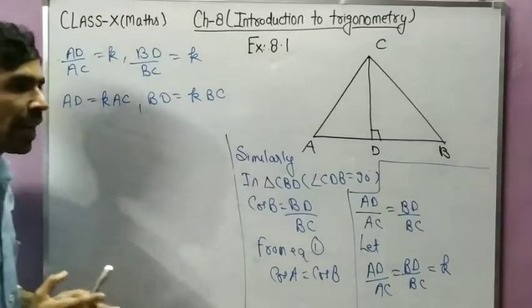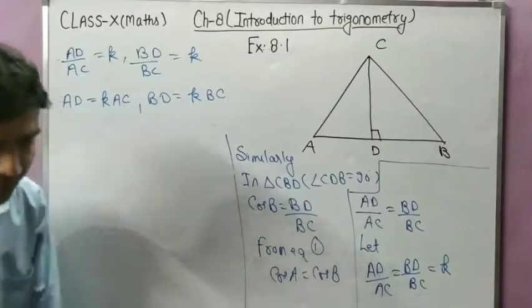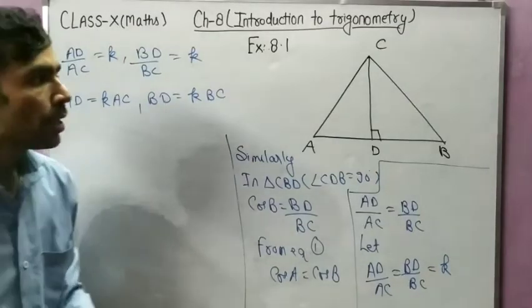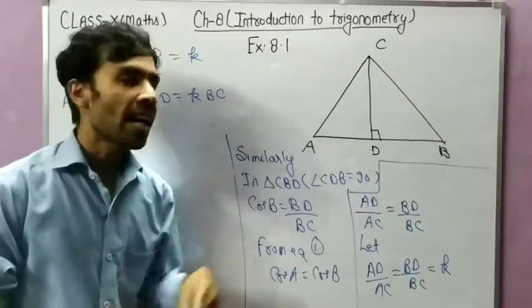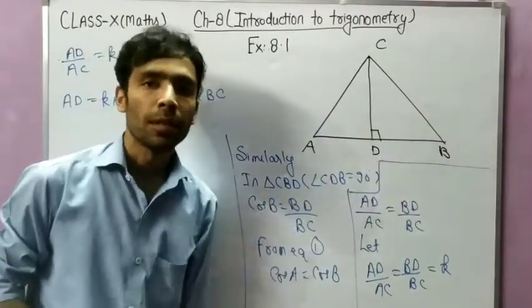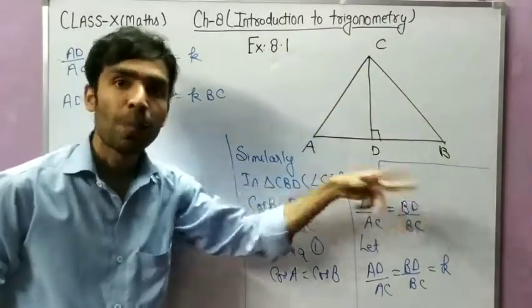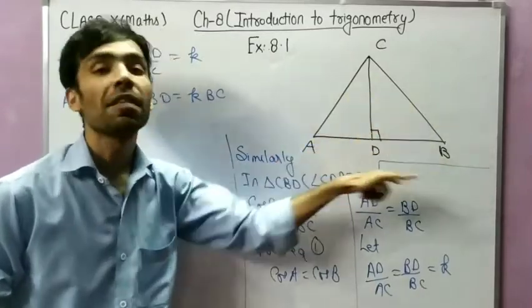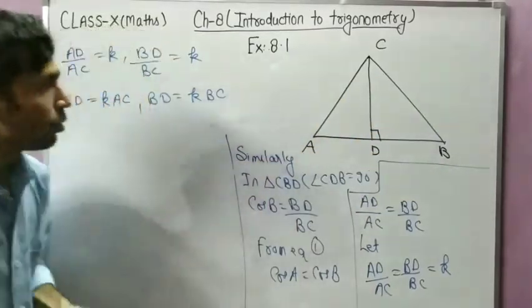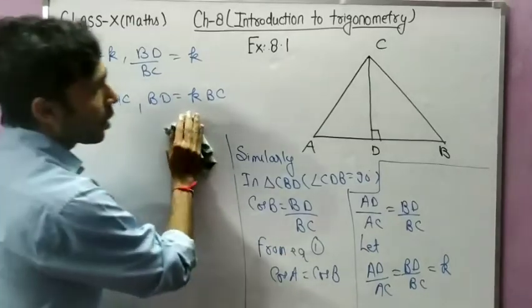Now what you do, student? We have to prove that angle A equal to angle B. So if we will prove that AC equal to BC, it means that angle A will be equal to angle B. Okay, if we can prove AC equal to BC, then we can say that angle A will also equal angle B, because this triangle will become an isosceles triangle. Okay, so now what I will do, student, I will apply Pythagoras theorem.